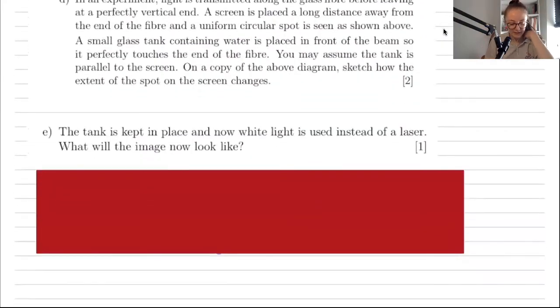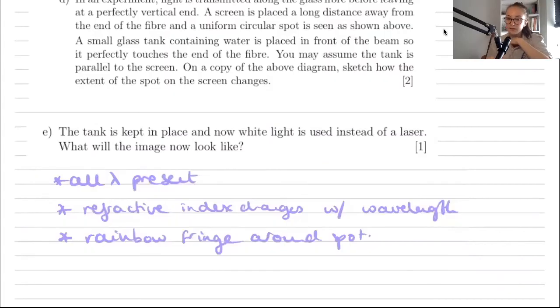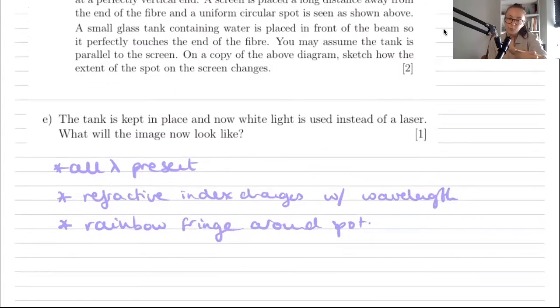And then next, they ask us what will happen if instead of using a laser, we used a white light. So this suggests that we have light of all frequencies being shone through. With light of different wavelengths, the refractive indices will change. So we'll end up with this kind of rainbow fringe around it, from the dispersion of the different wavelengths.